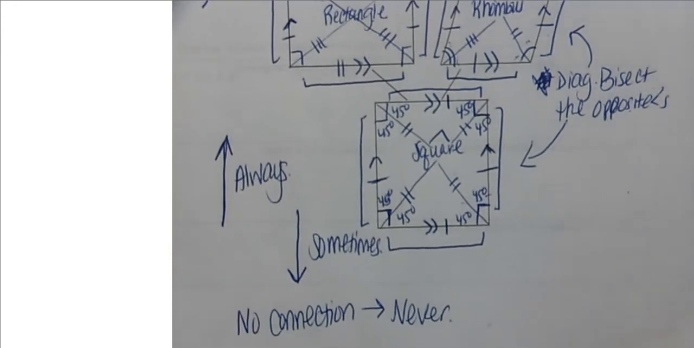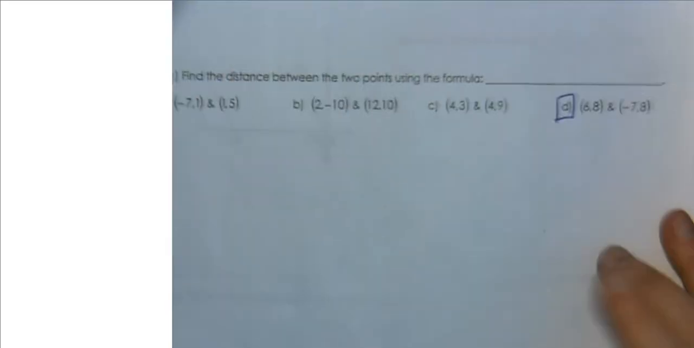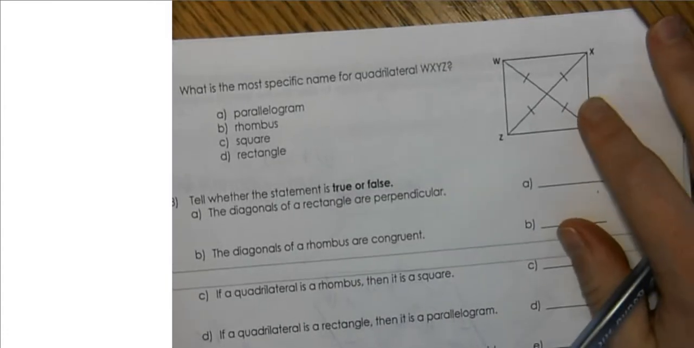So remembering all of those for our statements is going to be really, really important. Let's go ahead and use this chart to answer our next question. So in example number 2, what we want to do is figure out what is the most specific name for this quadrilateral right here.